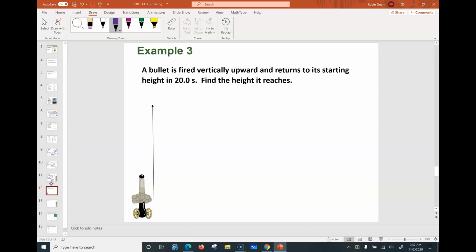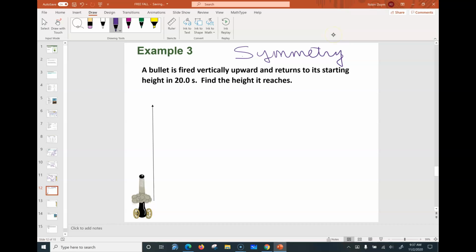All right, how about another type of problem? We get a cannonball that is fired vertically upward and returns to its starting height in 20 seconds. Find the height that it reaches. So here, the reason we did this problem is for symmetry.